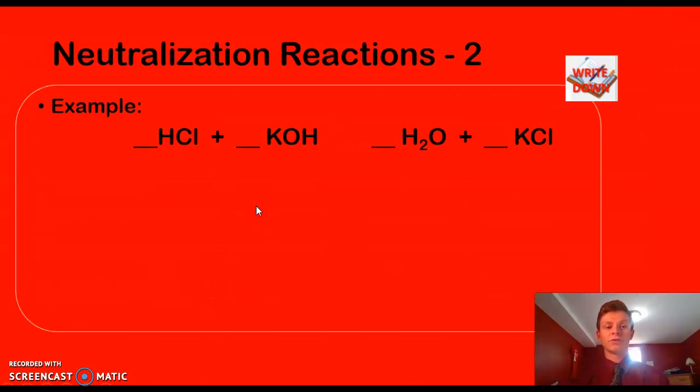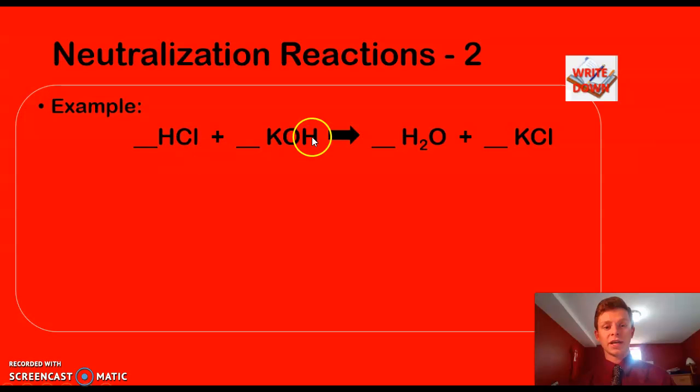So, part 2 of neutralization reactions. I have an example: HCl plus KOH, your hydrochloric acid plus potassium hydroxide. This will lead to, just like we talked about, since it's an acid and a base, if you were to write out how these are broken down, you would get that HCl becomes H plus and Cl minus, and your KOH becomes K plus and OH minus.